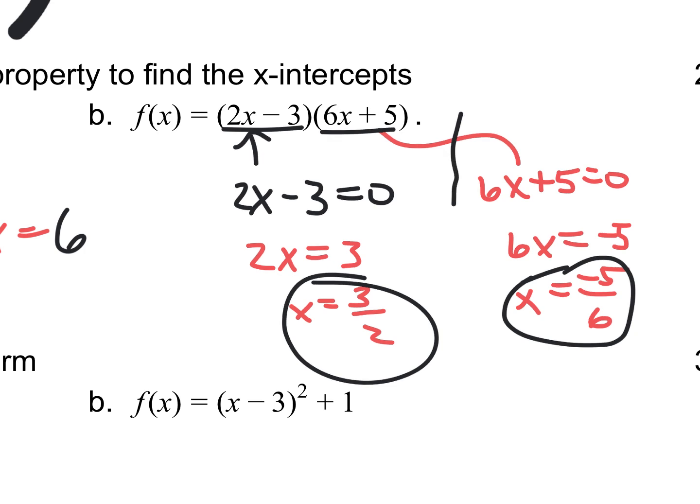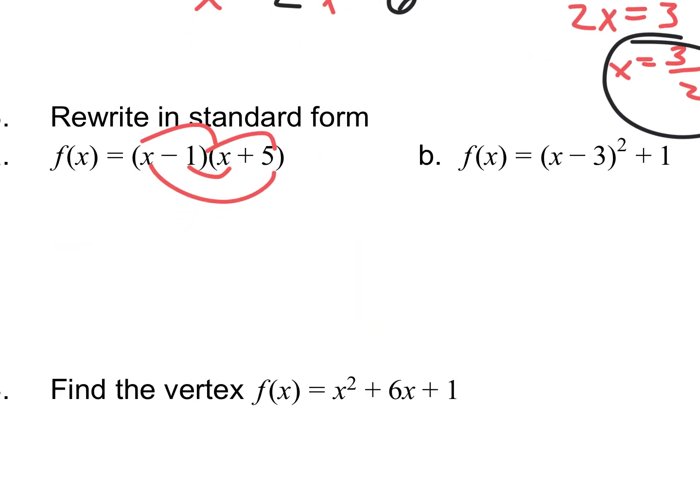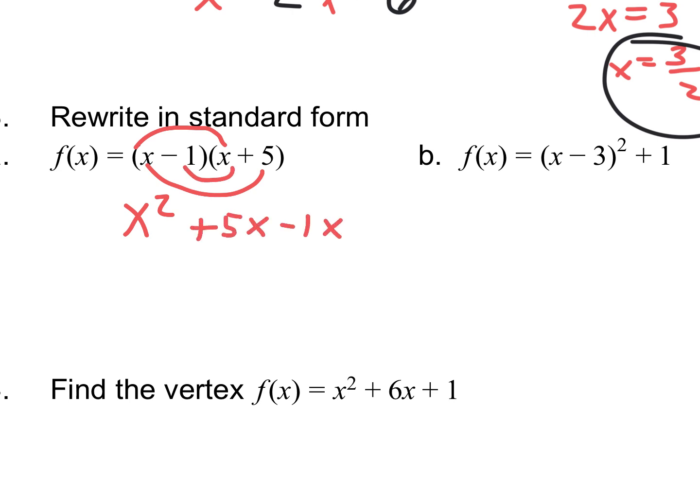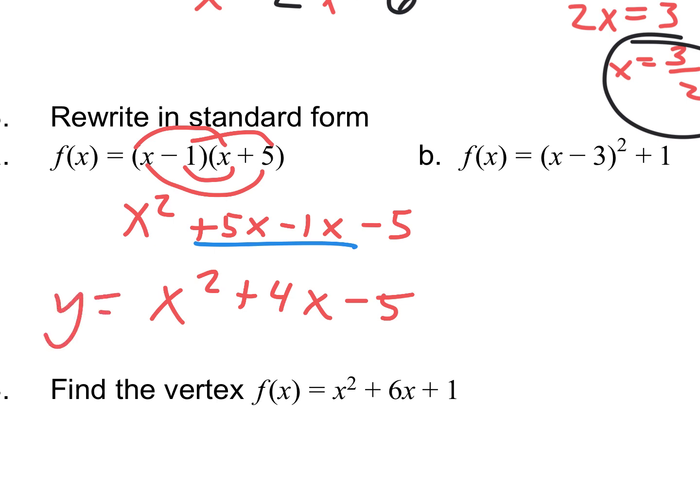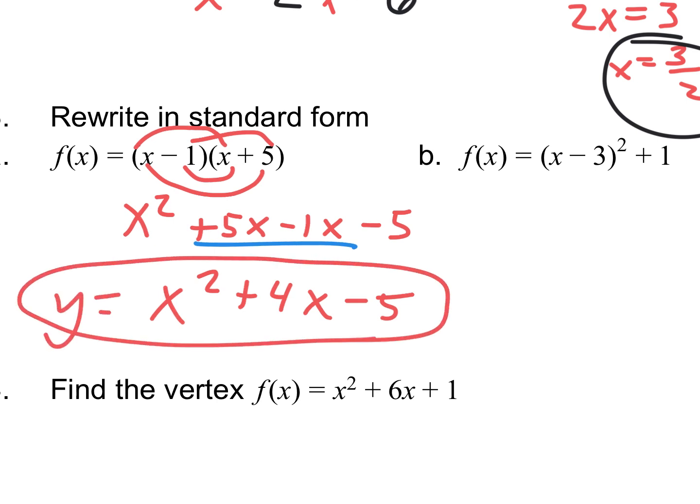Okay. Next thing is this part where you have to multiply these out, where I thought you guys would be super good at it, but it turned out that people weren't really good at it, but now hopefully you are. X squared outside, 5x inside, negative 1x and lastly negative 5. Put it all together: x squared plus 4x, because these two make 4x, minus 5. And that is standard form. Who had that one right?